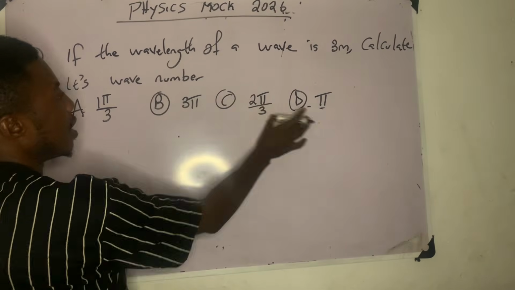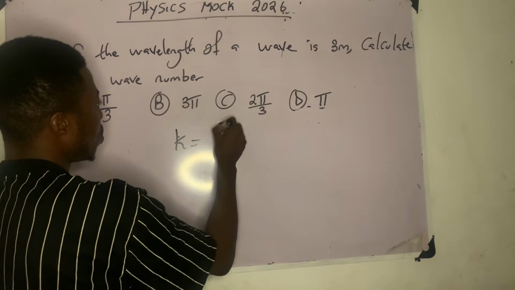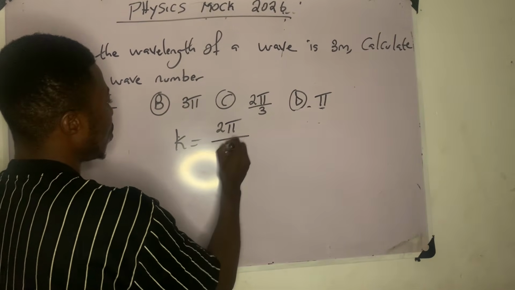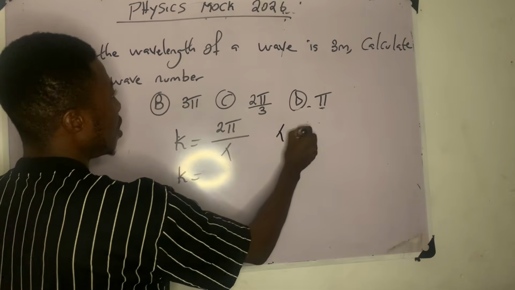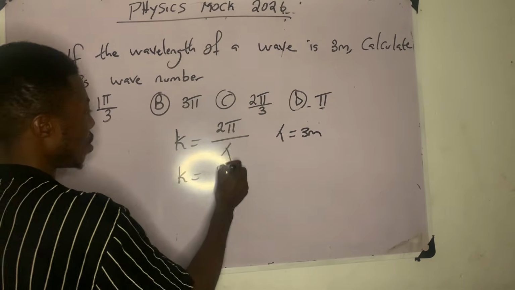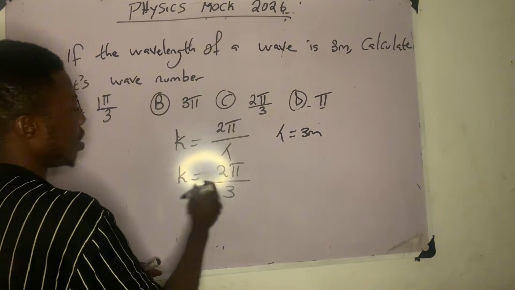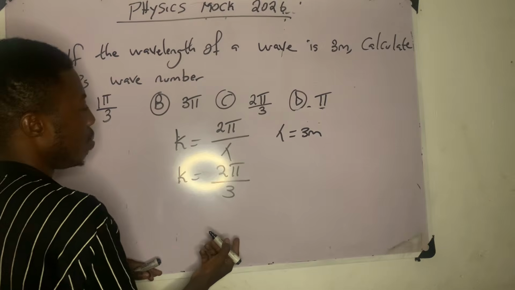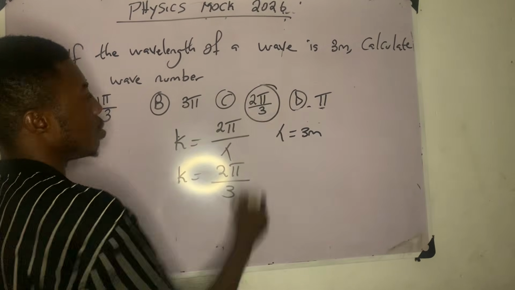Since all of them are in radians, that means we are using K is equal to 2 pi over lambda. So K is equal to, what is our lambda here? Lambda given is 3 meters. So we now have that K is equal to 2 pi all over 3. So where is our answer? Our answer is this, which is C.